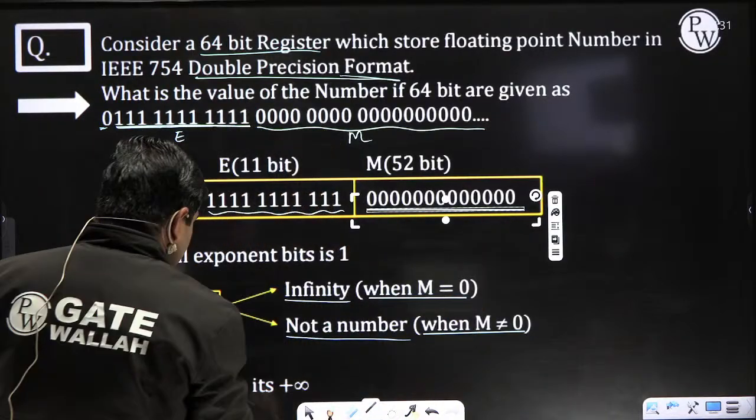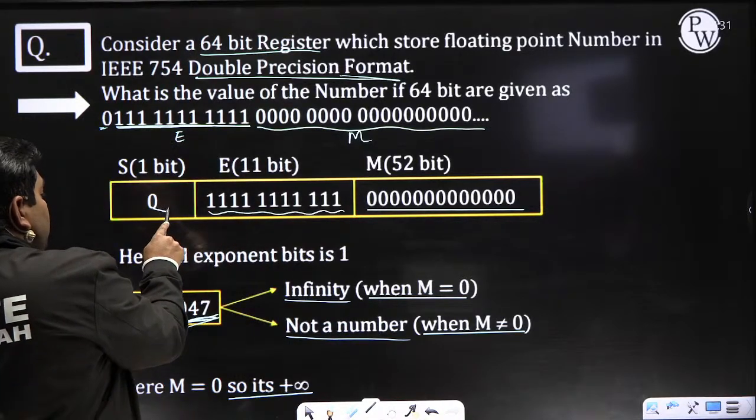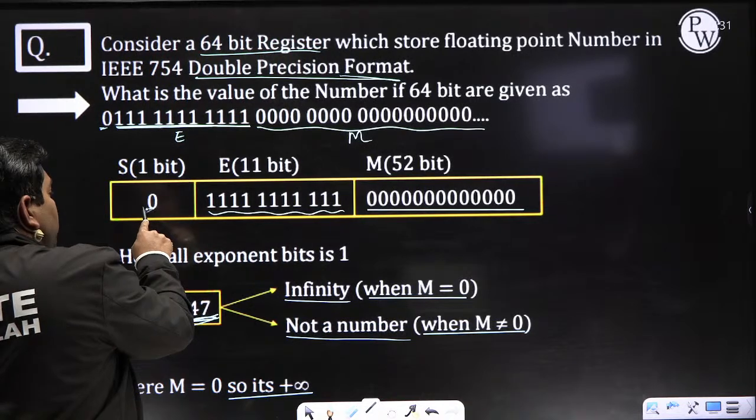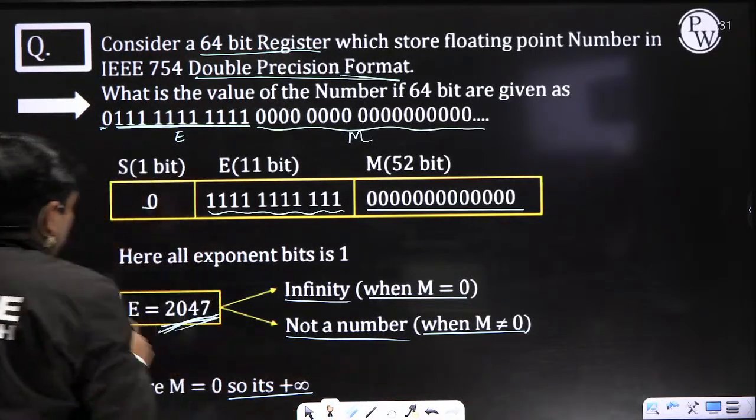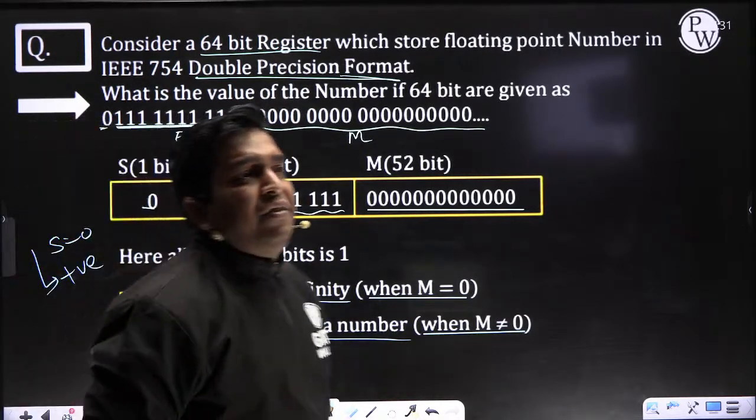So it represents infinity. And which infinity? Because S is only 0. So if S is 0 means what? Positive. Crystal clear, everyone? Each and everyone crystal clear?